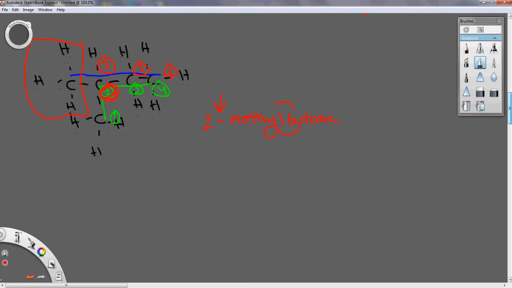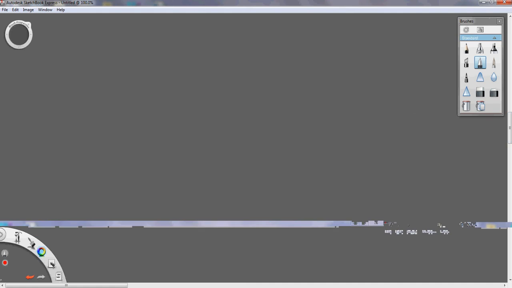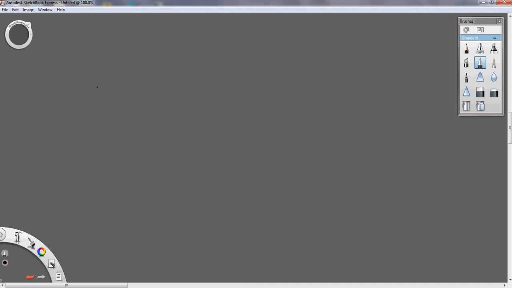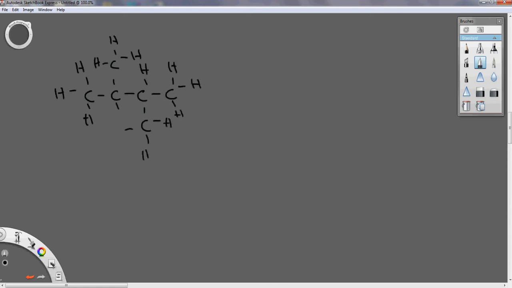Alrighty, so now let's ask ourselves, what would we do if there were more than one branch? So I'll give you guys an example. Alright, so let's see what we can come up with for this one while I add the hydrogen atoms. Alrighty, oh, it gets so messy with all the hydrogen atoms included.